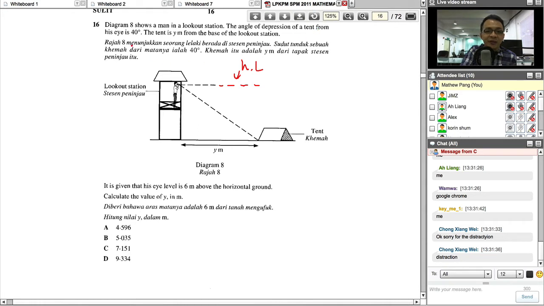The angle of depression of a tank from the eye level is 40 degrees. So here is 40 degrees. The tank is y meters from the base. Okay, it's y meters here. It's given that his eye level is 6 meters above the horizontal ground. So you have to understand why this is. He said above the horizontal ground means this horizontal ground, right? So the eye level from here to here is 6 meters. Okay, so over here he asks you to find y.